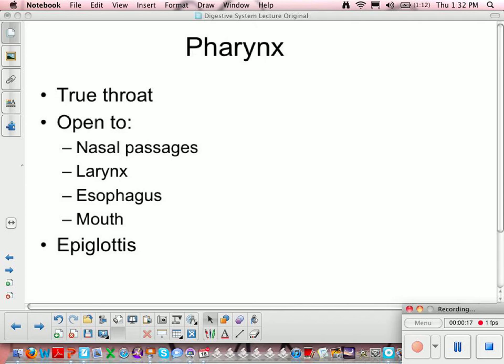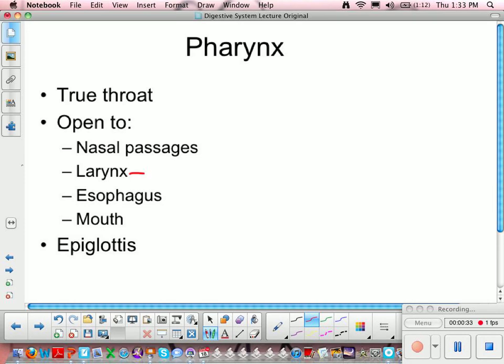The pharynx is the true throat. So way in the back of the mouth is where we find the pharynx. It has openings to the nasal passages. We know this when we do things like swallow milk and it comes up our nose. Openings to the larynx, so material can go down our windpipe, quote unquote, if we're not careful. And then the one we're really concerned with right now is the opening to the esophagus. So this would be the pathway food takes from the mouth to the esophagus. And as we have already discussed, the epiglottis is that tissue that covers the larynx during swallowing.